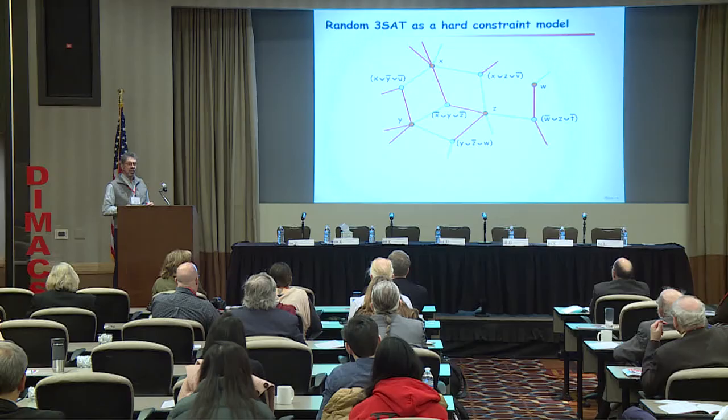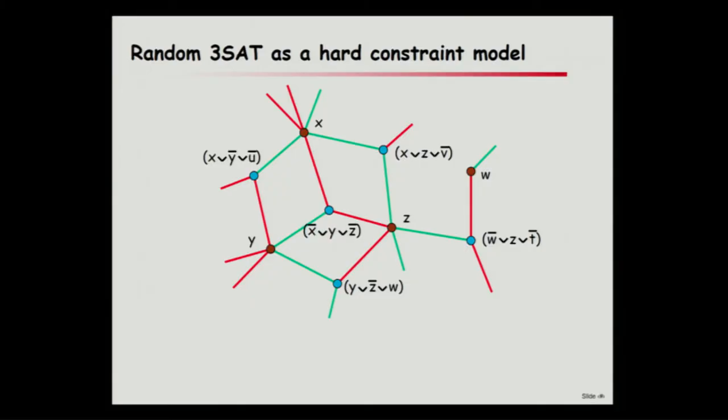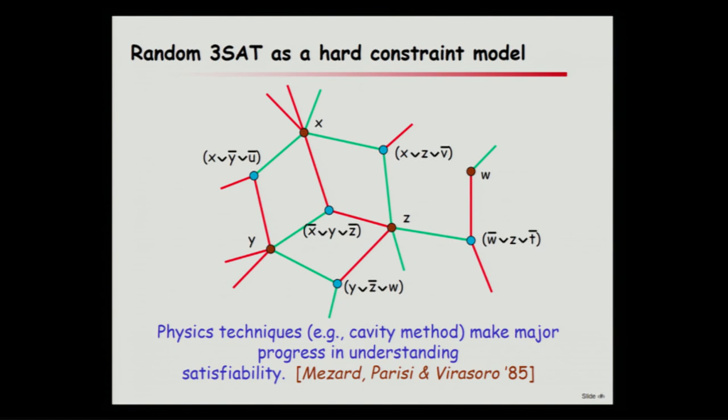Random 3-SAT. It turns out that there was another wonderful hard constraint model, the one that we're mostly interested in theoretical computer science, just understanding how satisfiability works. And physical methods could be applied to these, like the cavity method. And now we understand much better how we can zero in on solutions to SAT, and also what solutions to SAT actually look like in the regime where we have a hard time deciding whether a formula is satisfiable or not.